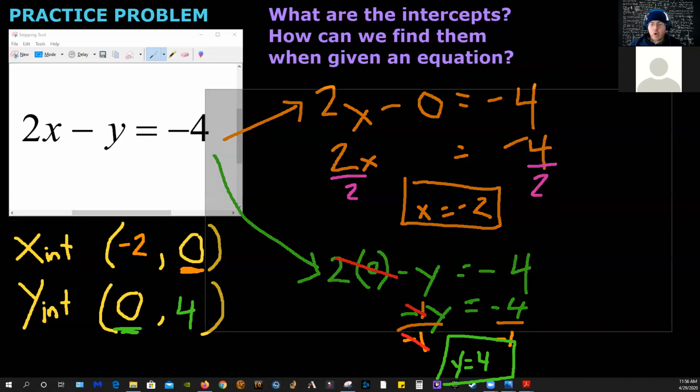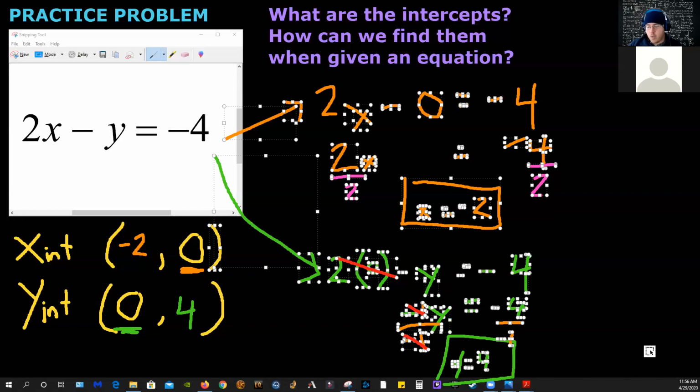Now, the stuff we just did, we're going to have to do that in this next problem. There's just more work to be done before it.